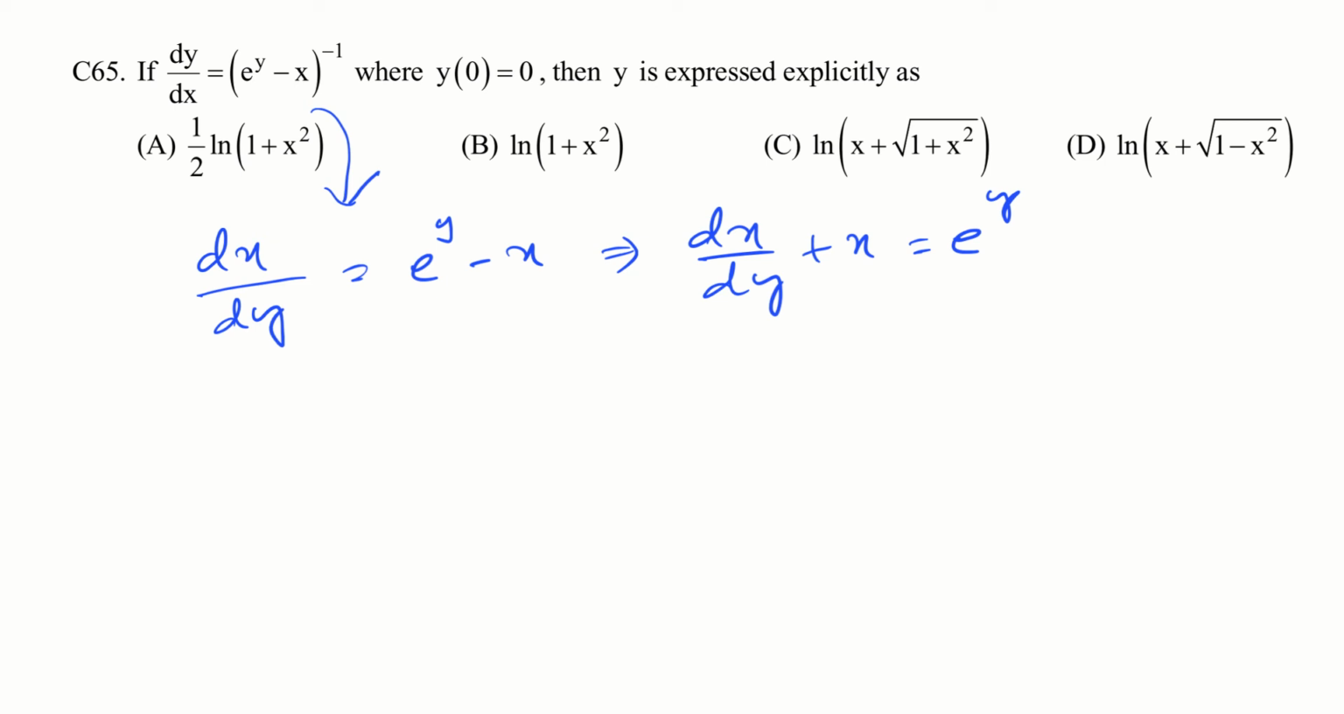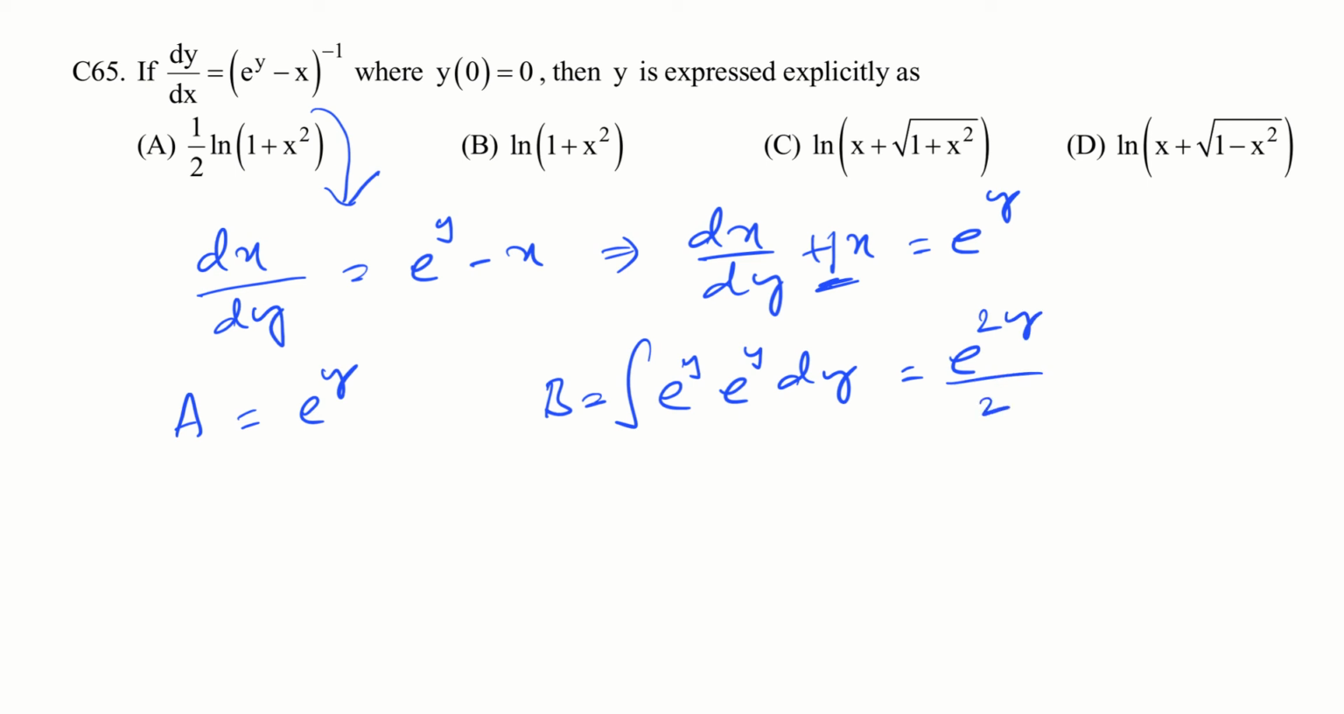So I am doing it in my own way. I don't know what notation you have followed, that is why I said I'm doing it in my own way. I have A is equal to e power y and B is equal to integral of Q A, that will be e power y into e power y dy. So I'll have it as e power 2y, integrating I'll get e power 2y by 2. Therefore the general solution of the differential equation is nothing but e power y into x is equal to e power 2y by 2 plus c.